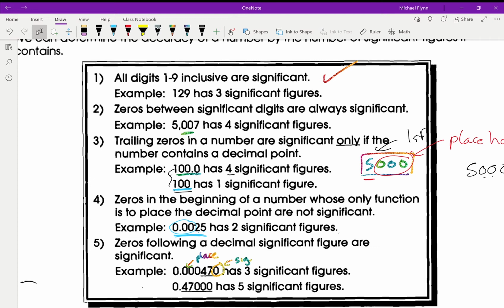Trailing zeros with no decimal never count. And trailing zeros with a decimal always count. And the last rule, leading zeros never count. Leading zeros never count in a decimal. Only trailing zeros can count if there's a decimal. So anyway, that summarizes the rules for you.